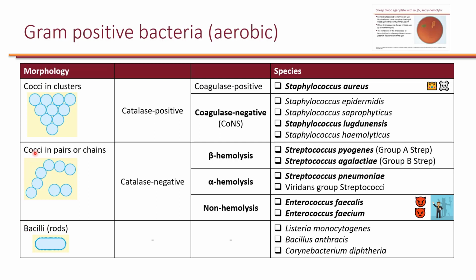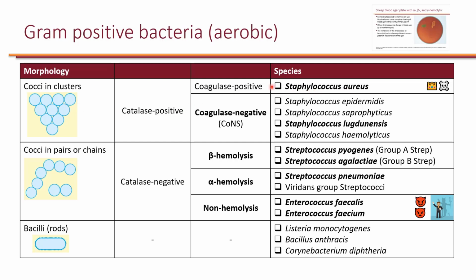And I should say cocci is a plural word. The singular form is coccus. So if you're talking about the single bacterium, it will be a coccus. And then for Gram-positives that look like cocci in clusters, typically there's a test they do, and these tests are catalase positive. And then on top of that, in the micro lab, they can do a coagulase test. And if you have coagulase positive, then you have a very important, clinically important organism, Staphylococcus aureus.